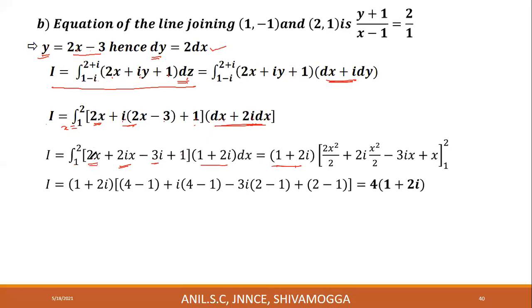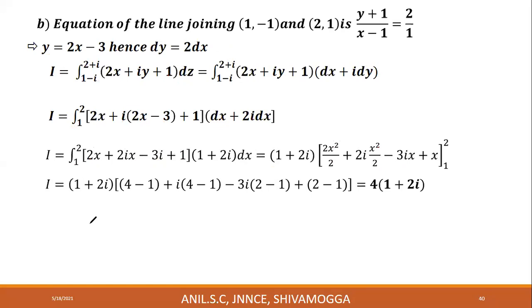Integral of 2x: 2 is constant, kept as it is, integral of x is x square by 2. Plus 2i into integral of x, which is x square by 2. Minus 3i is constant, its integral is minus 3i into x. Plus integral of 1 is x. The rest is very simple. Apply limits and simplify.